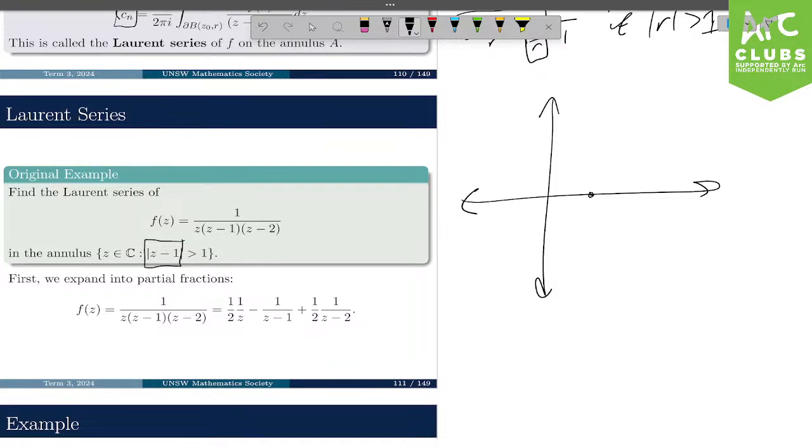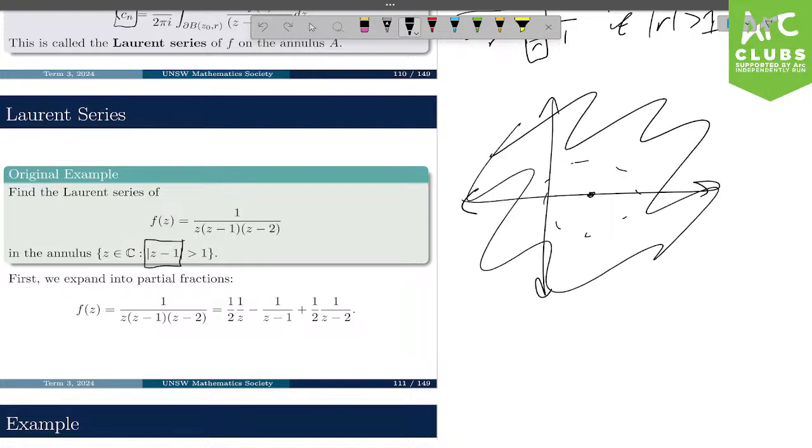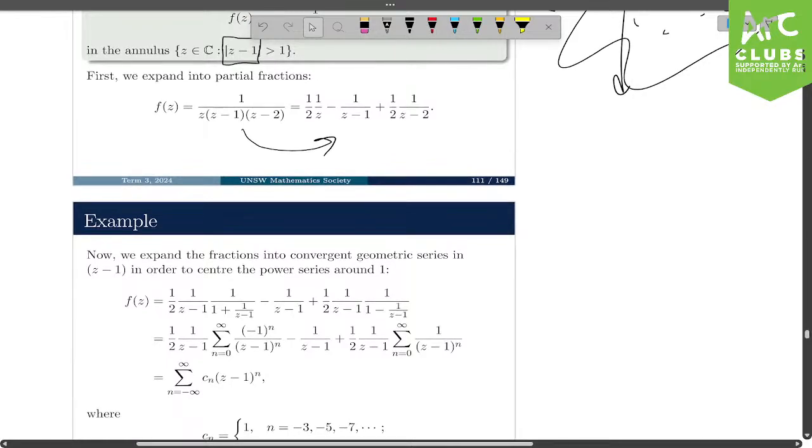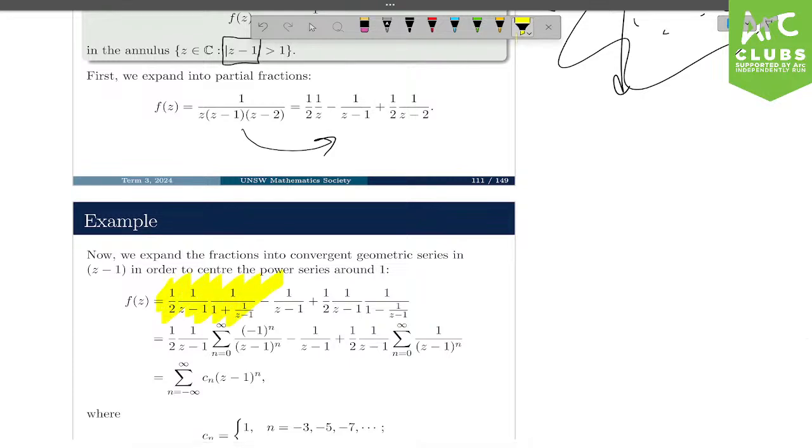Okay? And so if you wanted to draw it, we've got our Argand diagram. Can never get enough of these. Here's 1. Here's the open circle about 1. And we're just dealing with the outside. Alright. So, quite frankly, we just want to decompose this first. Partial fractions, our best friend. And then we want to ensure that we are expressing it in terms of z minus 1 of all things.